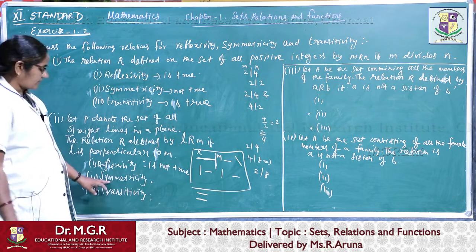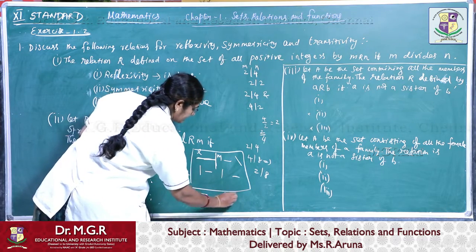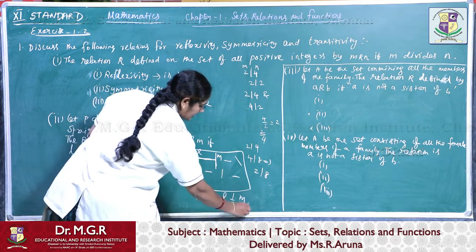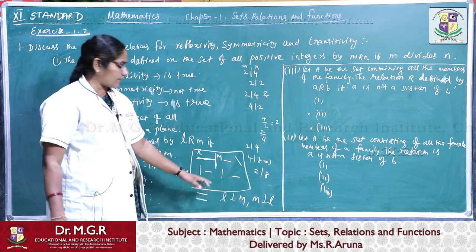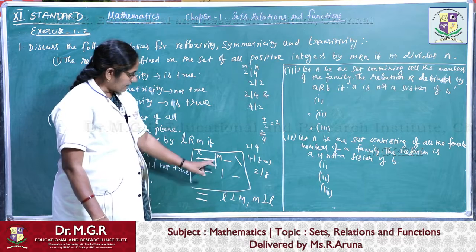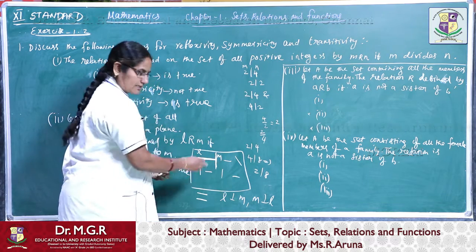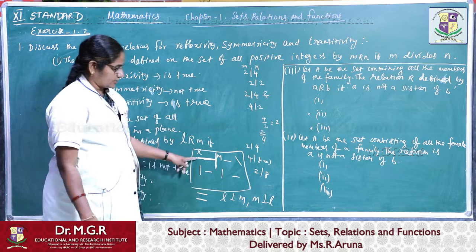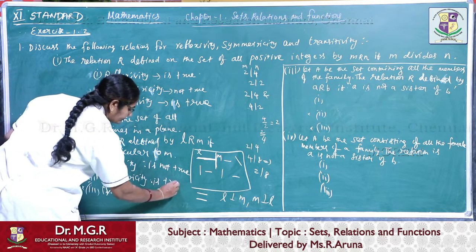Okay, let us check for symmetricity. So what is symmetricity? If L is perpendicular to M, then M should also be perpendicular to L. This is the symmetric property. So here we find that L is perpendicular to M. In a similar way, M is also perpendicular to L. So the symmetric relation is true.